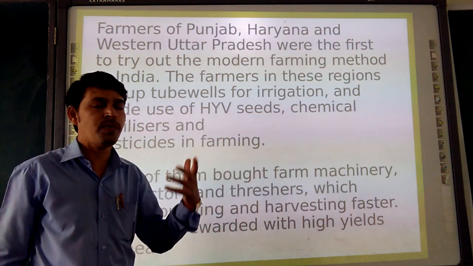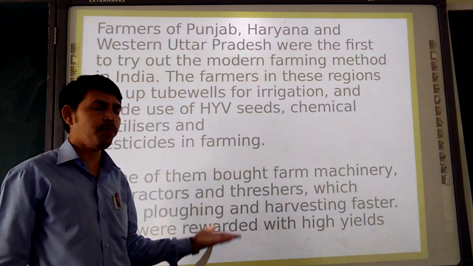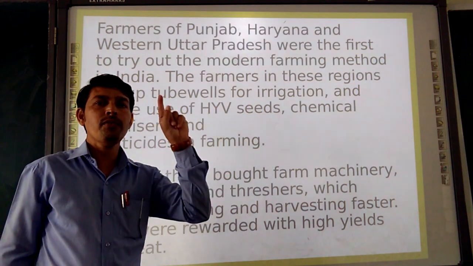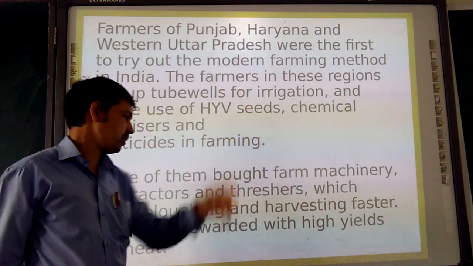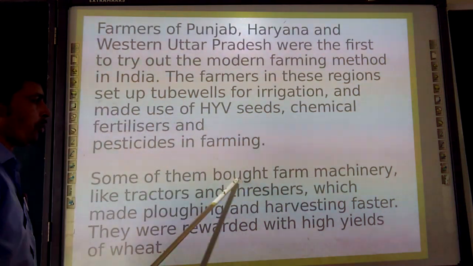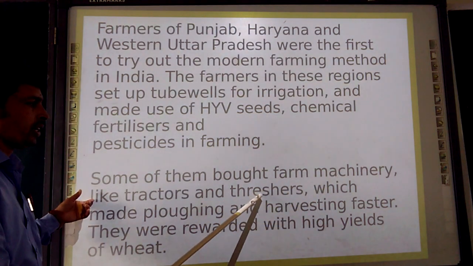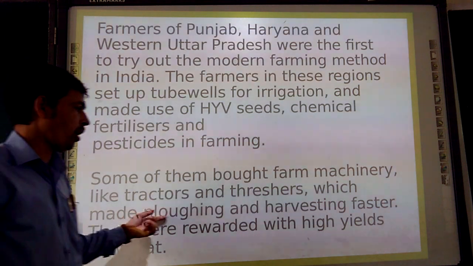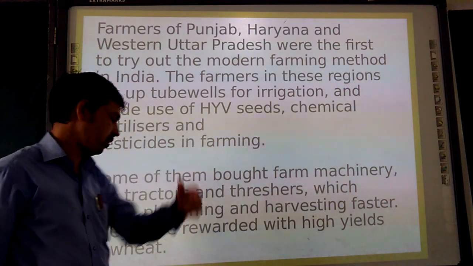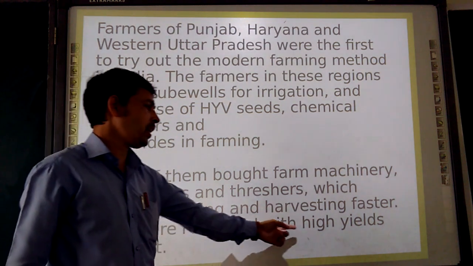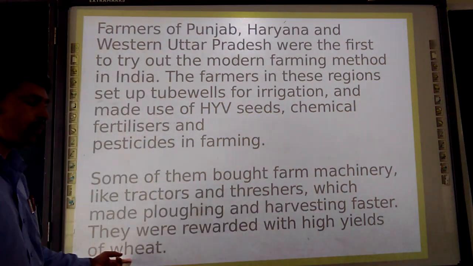And the result was surprising: the farm yield was very high in the two crops, wheat and rice. Some of them brought farm machinery like tractors and threshers, which made plowing and harvesting faster and easier. They were rewarded with a high yield of wheat.